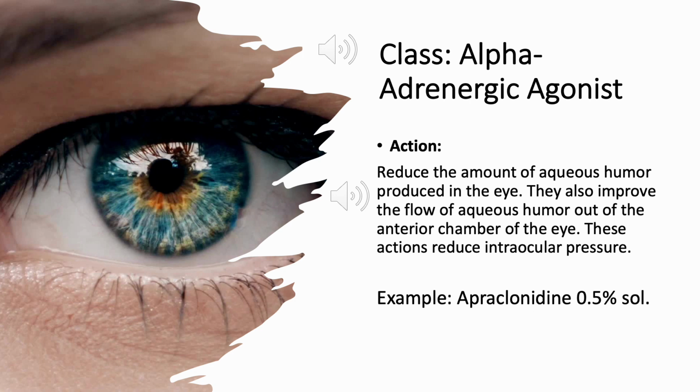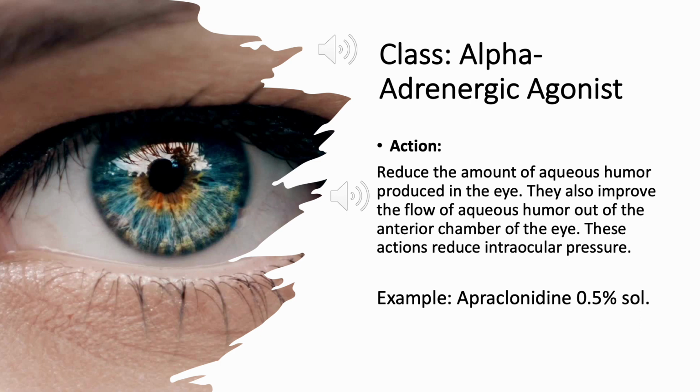An alpha-adrenergic agonist: the action reduces the amount of aqueous humor produced by the eye. They also improve the flow of the aqueous humor out of the anterior chamber of the eye. These actions reduce intraocular pressure. An example of this drug is apraclonidine 0.5% solution.